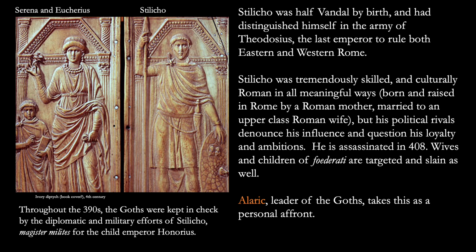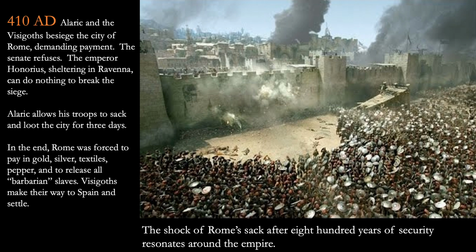So Alaric takes his army and marches to Rome. And he besieges the city itself, something that had not happened since the Gauls did it in 390 BC. It has been 800 years since this was a political possibility. And the Senate shows themselves to be very much in deep denial of their actual situation.